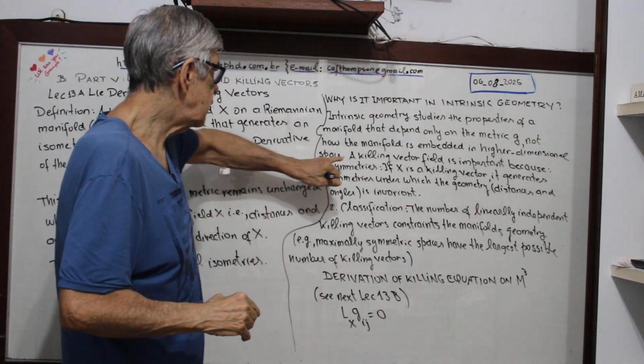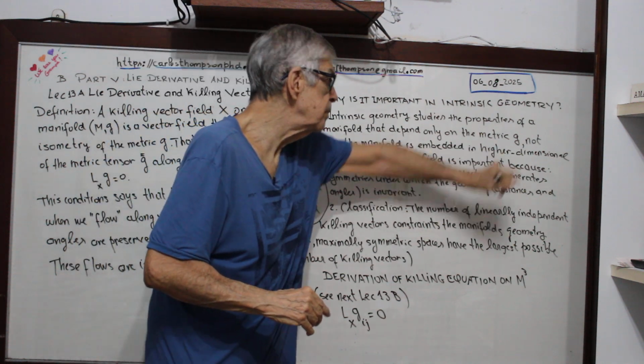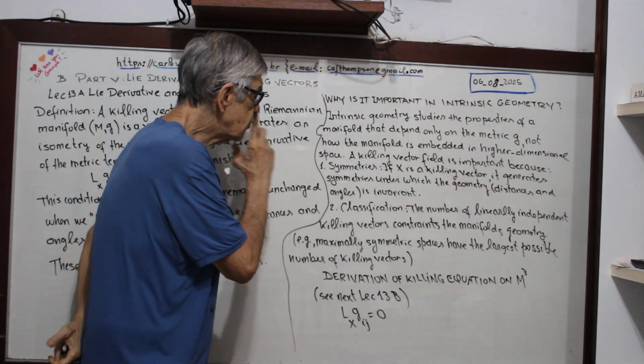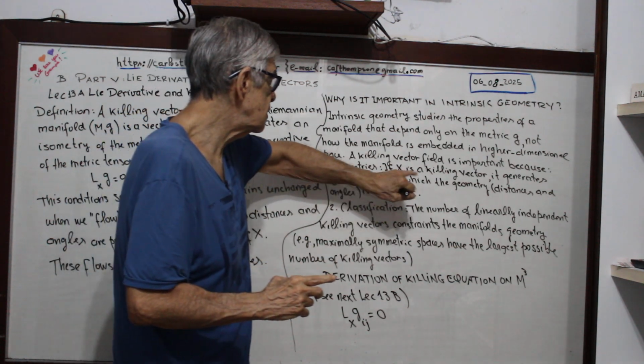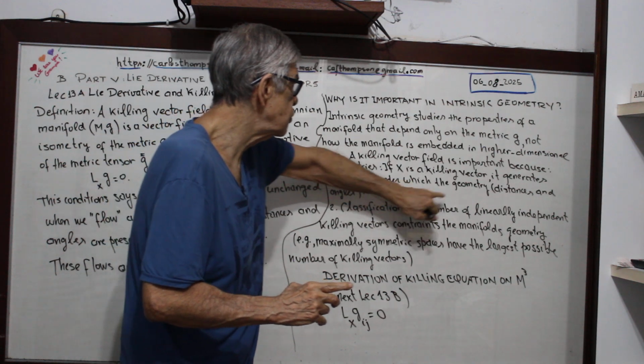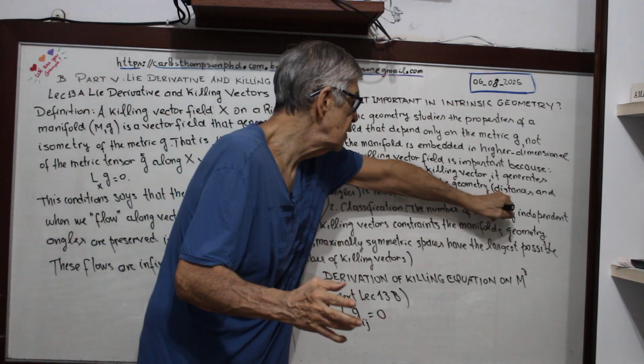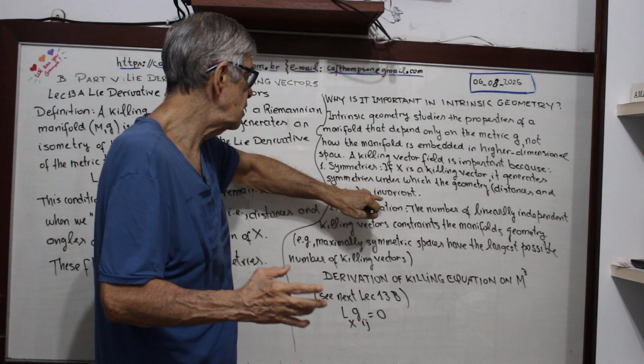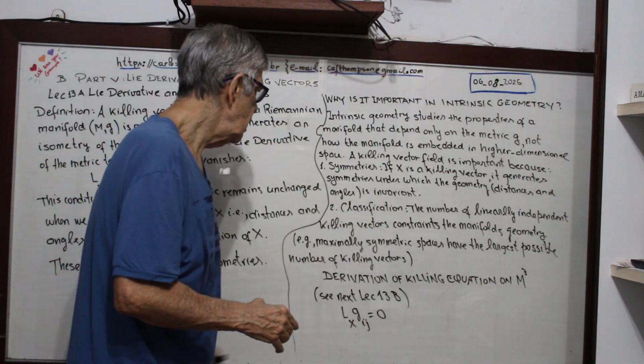Now, a Killing vector field is important because of symmetries. If X is a Killing vector, it generates symmetries under which the geometry, that is, distances and angles, is invariant.